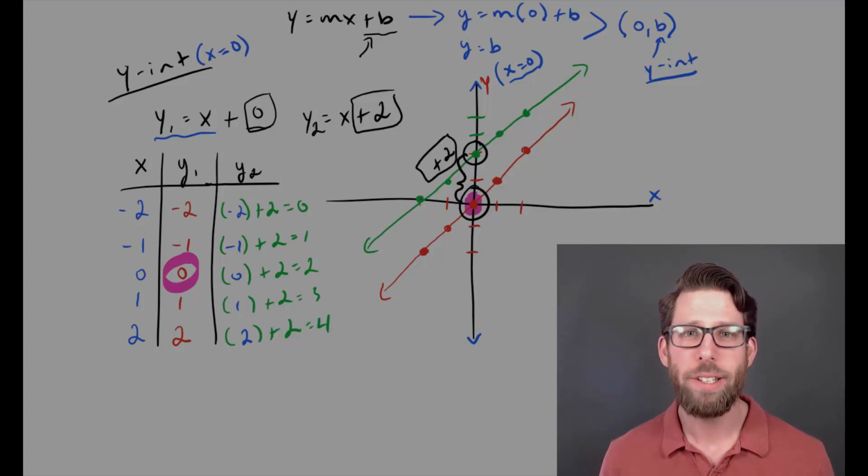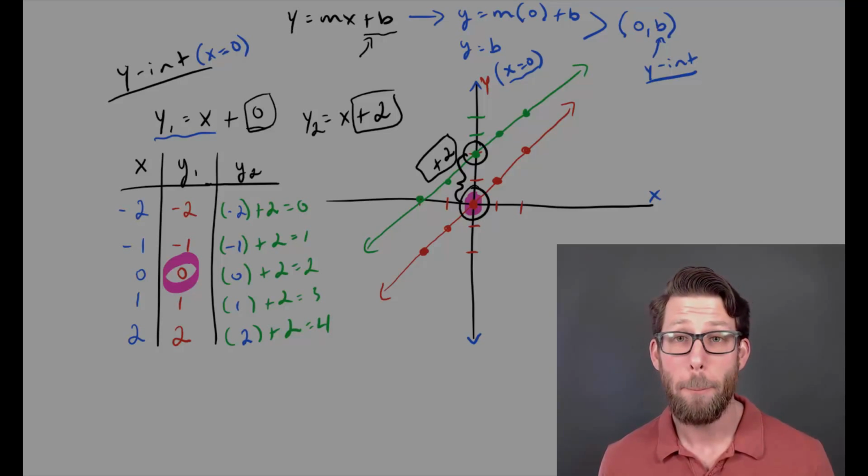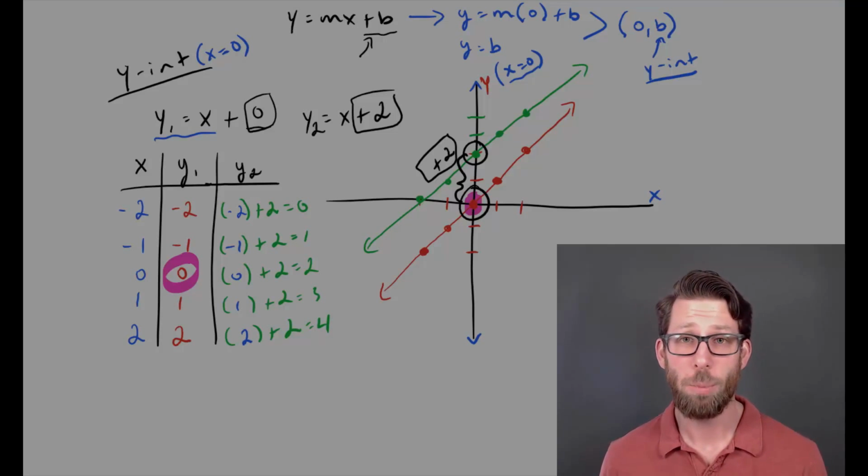Now the slope is a little trickier, so I'll add that in another video. Okay, but hopefully this gives you an idea about why we want it in this form and how it helps us to easily identify the y-intercept.